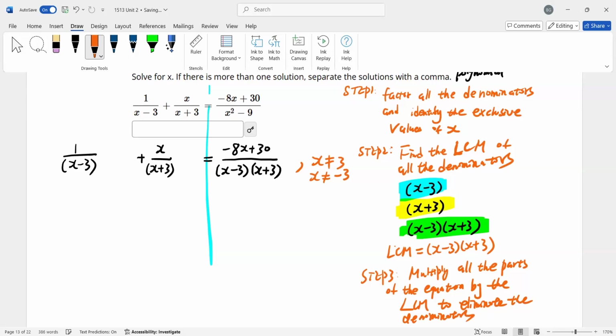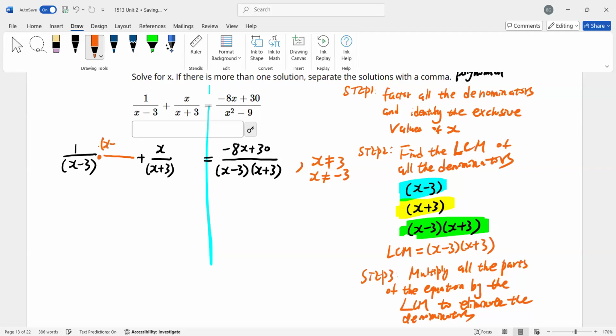All right. Multiply all the parts of the equation by the LCM we just found in step 2. Purpose is to eliminate the denominators. Okay, we're gonna multiply the green, all right? X minus 3 times x plus 3. So we're gonna do that for the first part. Multiply by x minus 3 times x plus 3.